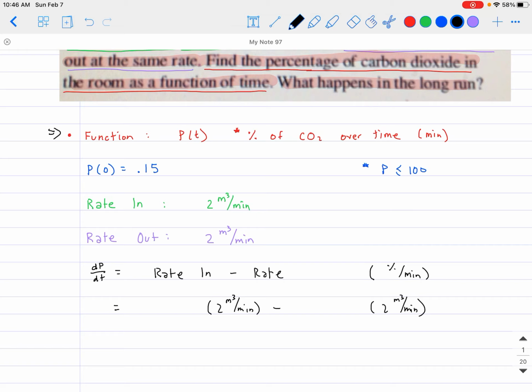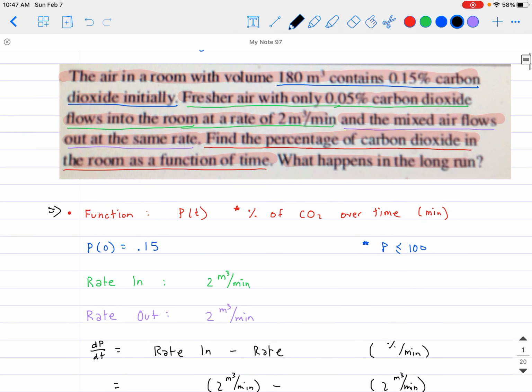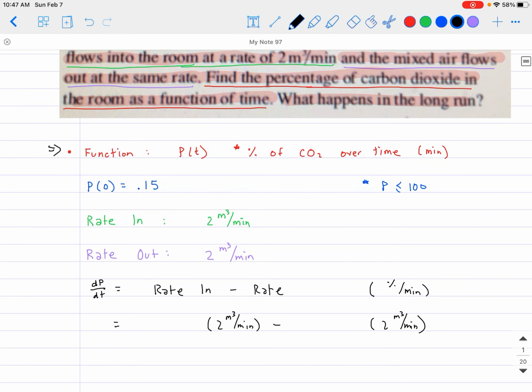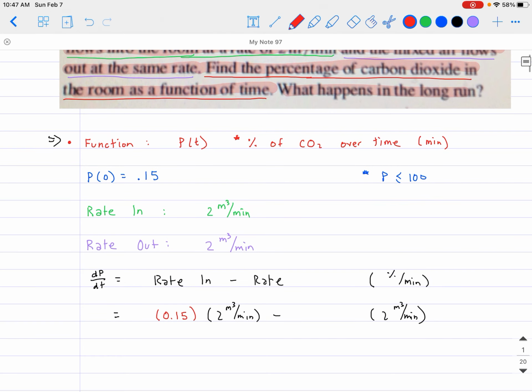There are some parts that we need to add to it, because remember the unit has to be in terms of percentage per minute. They tell us that when you're going in, the fresh air is going in, in the second sentence right here. Let me highlight it. Fresh air with only 0.05 percent of carbon dioxide goes in. So then I can take this rate going in and multiply by that right there, which is going to be 0.15 in this case, right? I think that was it. Oh, no, 0.05. So let me go ahead and change that right here. Okay.